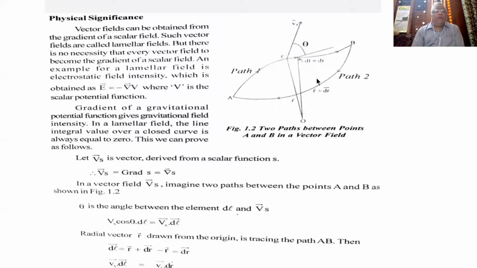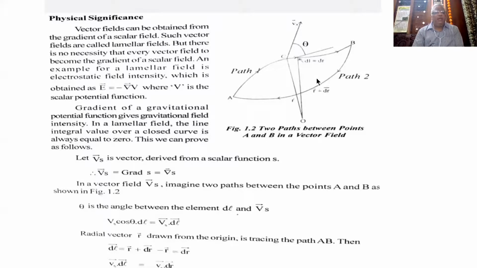An example of lamellar fields is electrostatic field intensity, which is given by E, the electric field, which is nothing but the negative gradient of scalar potential function V. E is equal to minus del V, or minus grad V, where V is a scalar potential function. Gradient of a gravitational potential gives gravitational field intensity. In a lamellar field, the line integral value over a closed path is equal to 0.